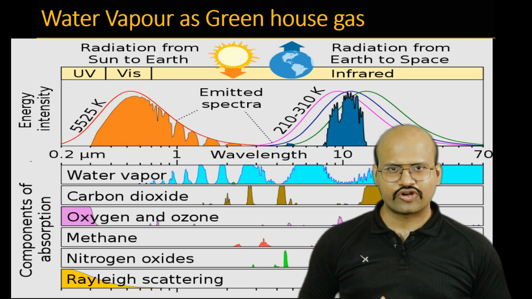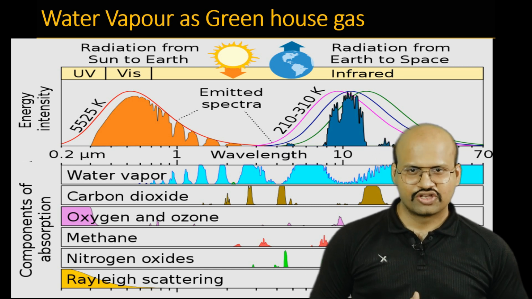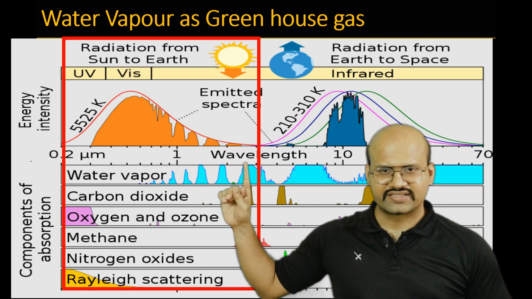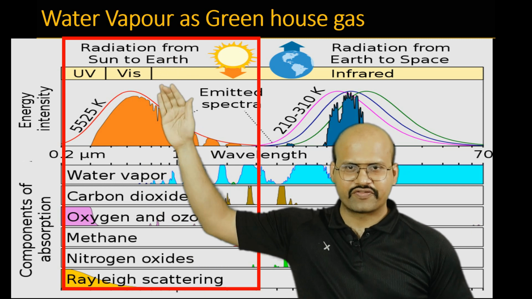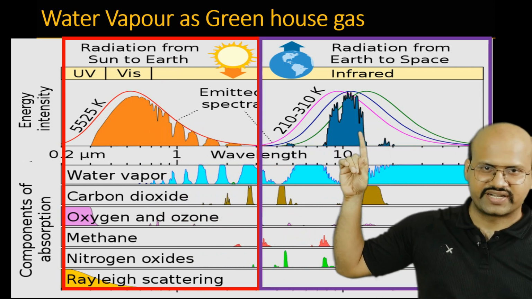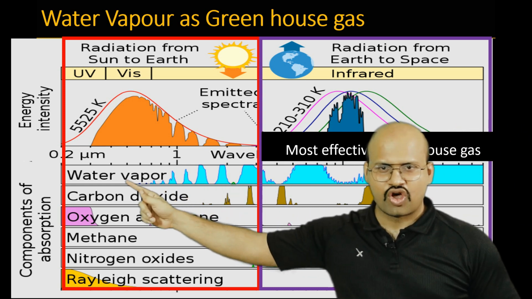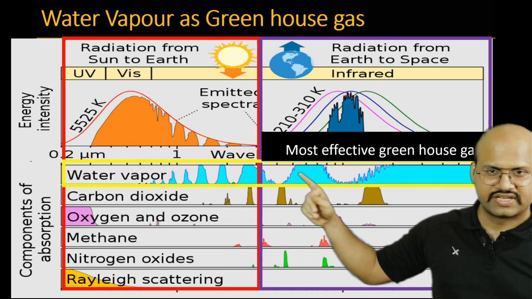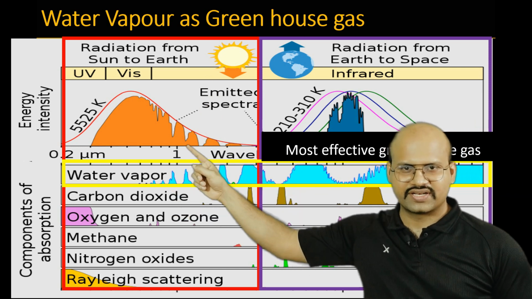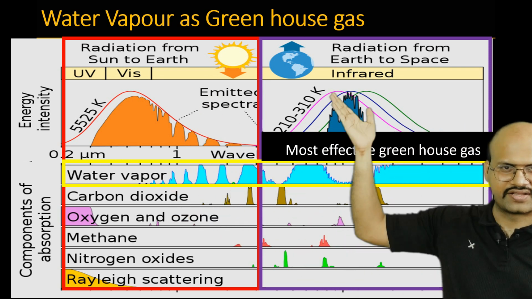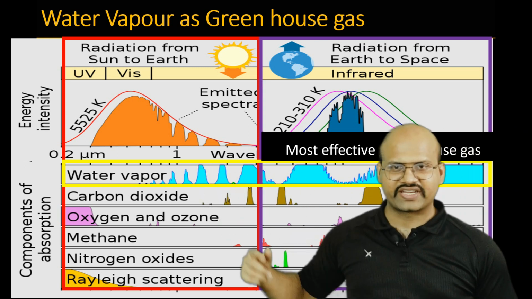Moreover, water vapor also acts as a greenhouse gas. You can see here that this section represents the radiation coming from the sun. This section represents radiation which is emitted by our Earth, and we can see that water vapor absorbs all these radiations. It absorbs the radiation coming from the sun, it absorbs radiation emitted by Earth, and therefore it is the most effective greenhouse gas.